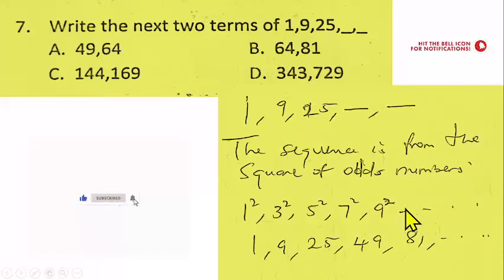So even the next number here will be 11 squared. That will give us 121, and so on. So that's how they got the next two sequence. It's supposed to be 49 and 81. So this is 49 and 81, not 64. So out of these two, one of them has a typographical error.